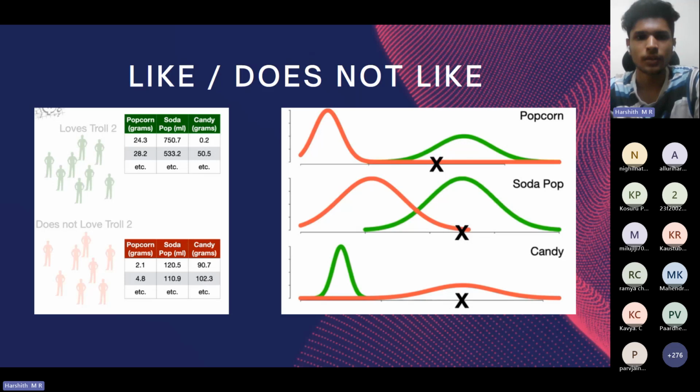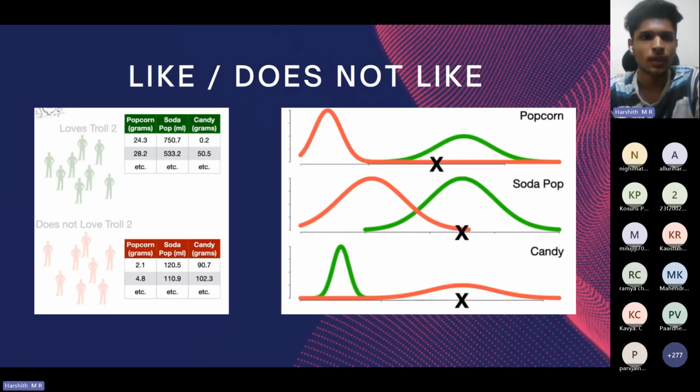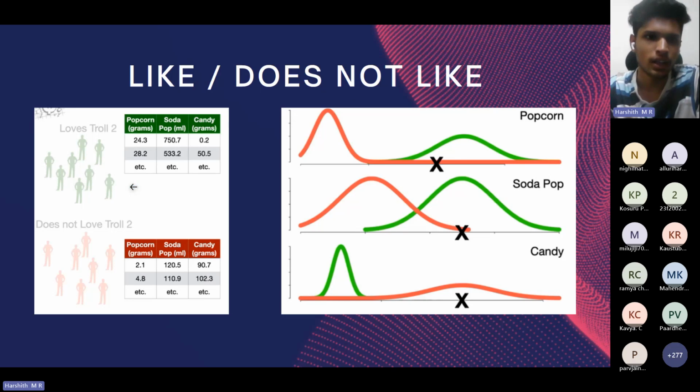So we'll see how normal distribution functions are used in calculating the probabilities for continuous data. We have a data set, and as I told you before, we want to classify whether a person likes the movie or not. How can we do it? We have collected a few features: the amount of popcorn the person ate in the movie, the amount of soda the person drank, and the amount of candy the person ate. We'll use these three features to classify whether the person likes the movie or not.